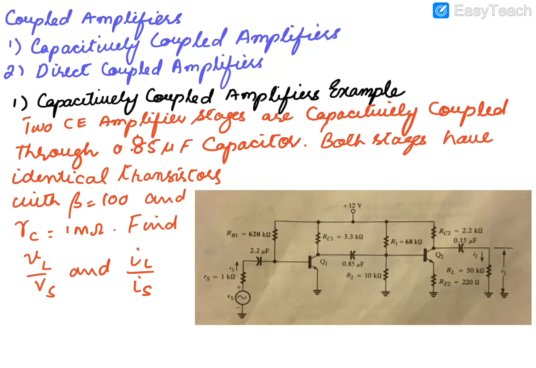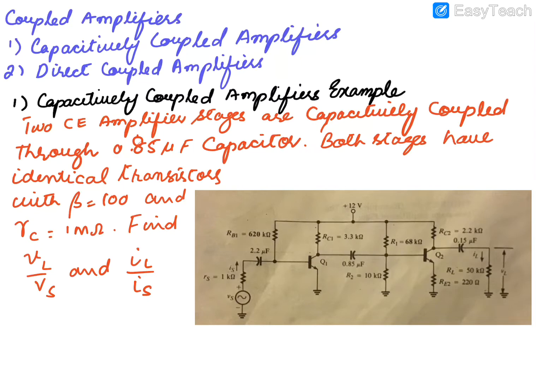capacitor. So the purpose of the capacitor here is to block DC as well as to maintain a potential difference between the two terminals of the stages, the output of one stage and the input of the other stage. Suppose we want the output of Q1 to be at 8 volts and the input of Q2 at 3 volts. So there must be a potential drop of 5 volts across the 0.85 microfarad capacitor to maintain a 3 volt drop at the input of the Q2 stage.